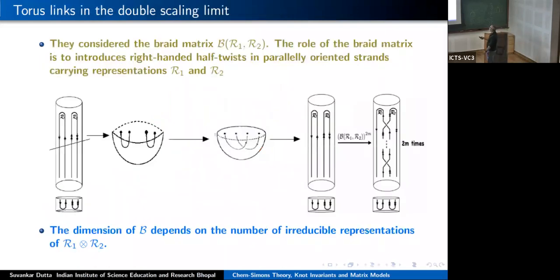Their approach is the following. You take two unknots in S3. You chop the S3 along some surface. This lower block is given by this. Then you apply the braid matrix on this. What is the application of this braid matrix? Suppose this is R1 and this is R2; it exchanges R1 and R2, the way you do when braiding. You do it an even number of times, and then you glue it with the remaining manifold.